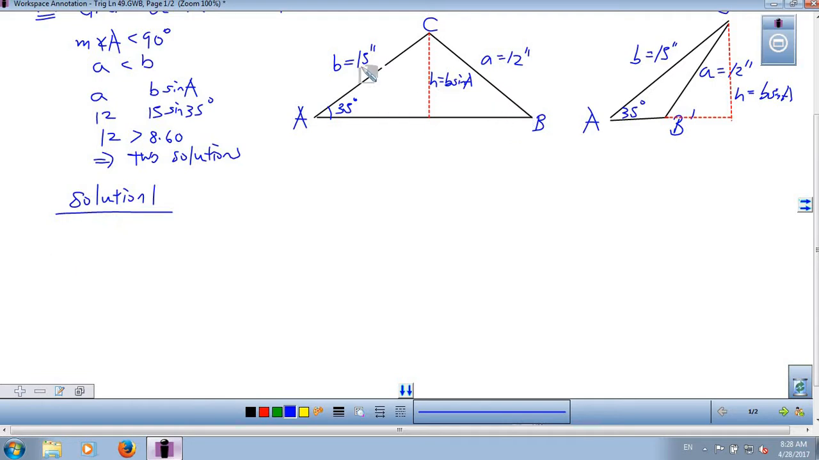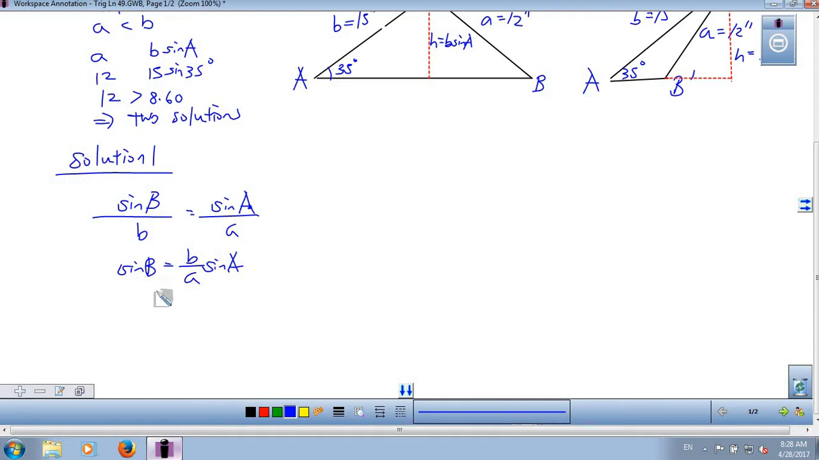Because angle B is opposite side b and angle A is opposite side a, we can set up a proportion using the law of sines. So sine of angle B over b is equal to sine of angle A over side a. So to solve for sine B, we multiply both sides by little b. Now this will give us the value of sine B, but in order to find the measurement of angle B, we need to use the inverse sine, or the arcsine: arcsine of b divided by a times sine A.